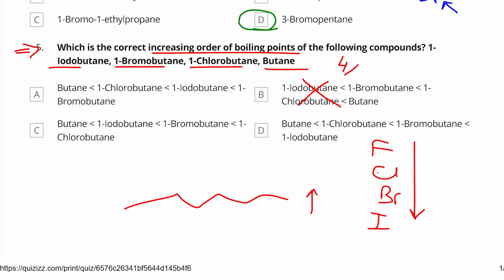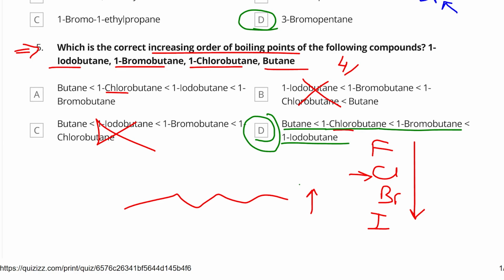And after butane, there must be fluorine, but there is no such given compound. We have the compound with chlorine. So after butane, we should check the chlorobutane. Thus, we can eliminate that option 2. And after chlorine, bromine and iodobutane, which makes the answer, my dear friends, the correct option. This is the correct order. Butane, its boiling point is lesser than 1-chlorobutane, which is lesser than bromobutane, and 1-iodobutane has the highest boiling point due to the iodine having the highest atomic size.